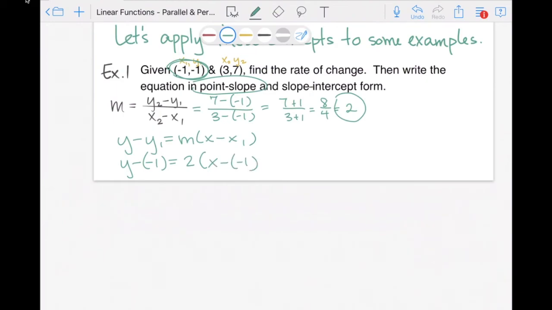So here we can go ahead and simplify that a little bit further into y plus 1 is equal to 2 times the quantity x plus 1. This is a legitimate answer. Notice it says, write the equation in point slope form. That seems like an unsimplified answer, and it is, but it's a legitimate point slope form equation. So we've taken care of the first thing that second sentence asked us to do.